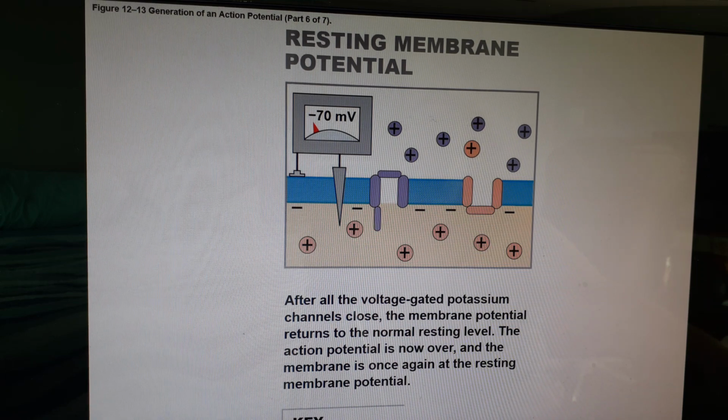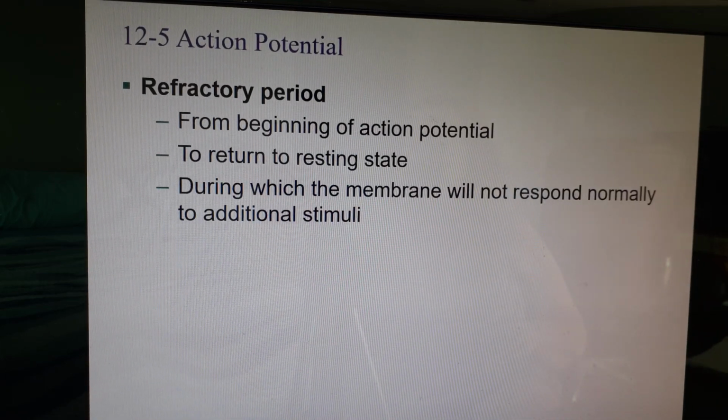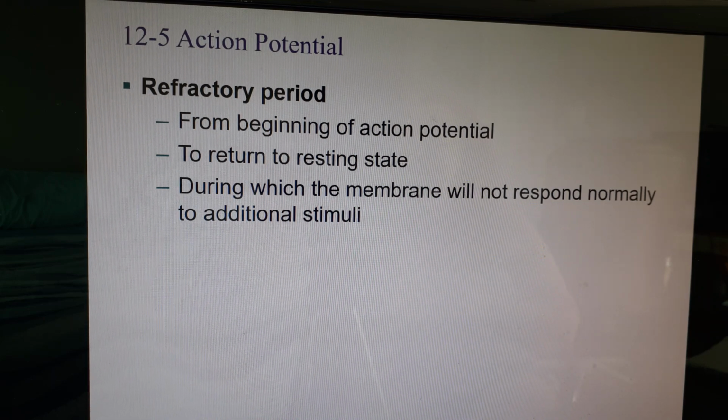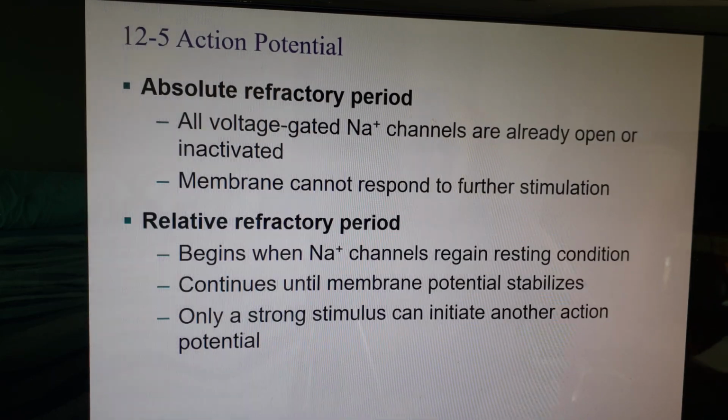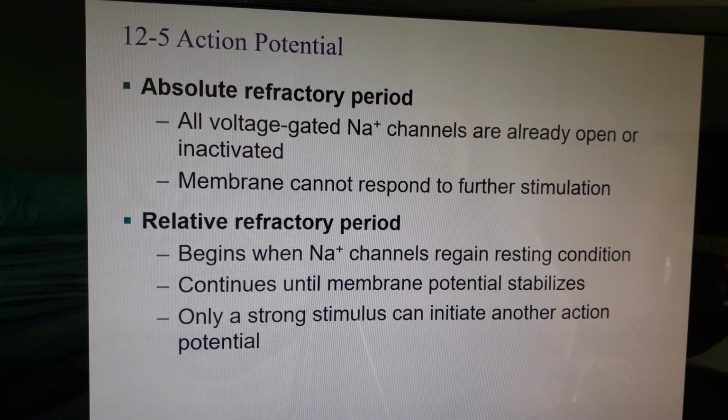So there's a certain amount of time while all this is happening. Once we cross threshold, we can't do anything else to make another action potential while this one's still happening. So that's called the refractory period, from the beginning of an action potential until it returns to the resting state. So it doesn't matter how strong the stimulus is, if we're already making an action potential, since they're all the same size, we can't make another one at the same time. So the first part of this is called the absolute refractory period, where we've already opened up all the voltage-gated sodium channels, and so no other stimulation of the membrane can do anything else. We cannot do anything to get a second action potential.